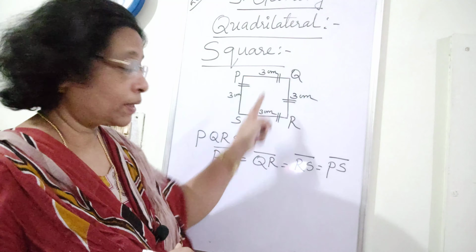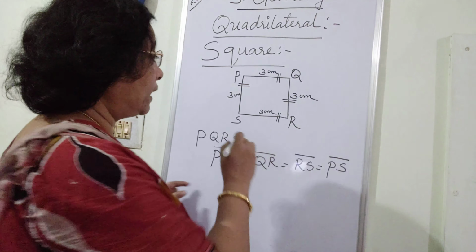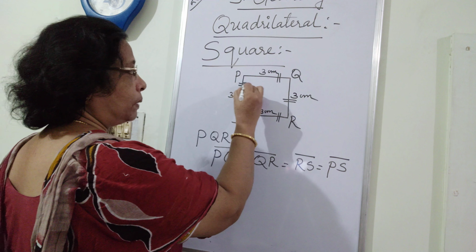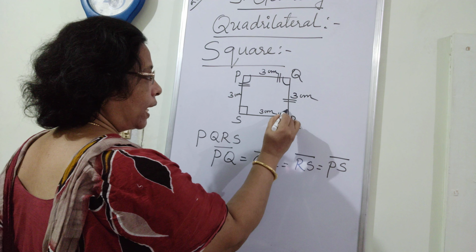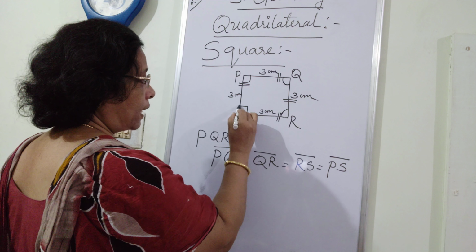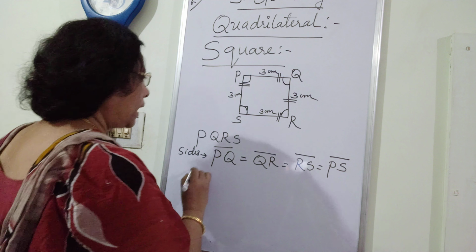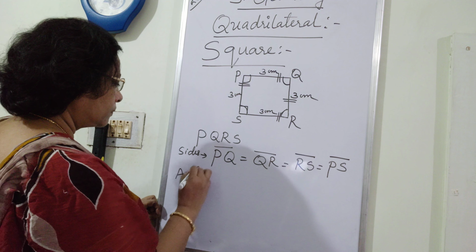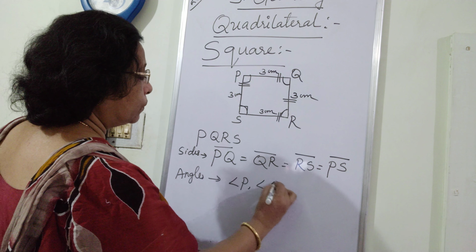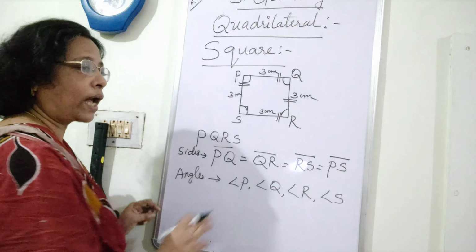That is the side. So it has four sides. All the sides are equal, and all the angles are also equal. How many angles does it have? Four angles: angle P, angle Q, angle R and angle S. So these are the sides and angles.